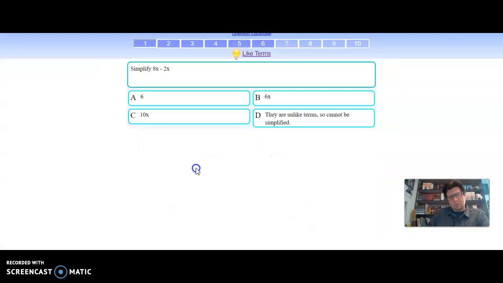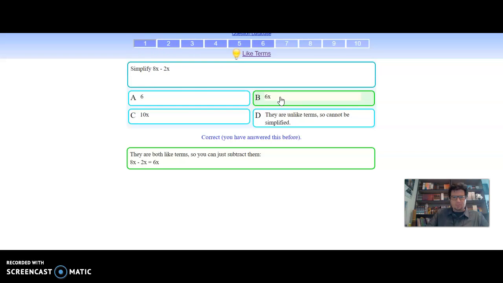So let's go to question number 1. Simplify 8x minus 2x. Now, are these like terms? Yes, so we just do the problem. If they're the same terms, then we just do the problem. So 8 minus 2 is 6, so it'd be 6x. All right?